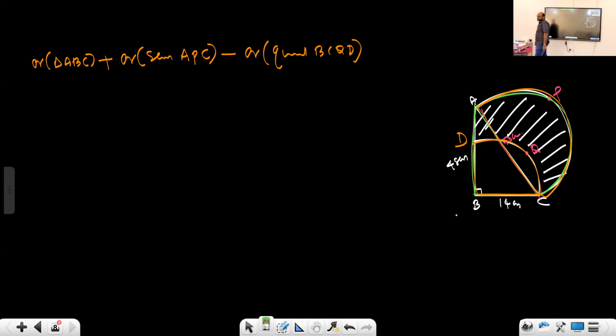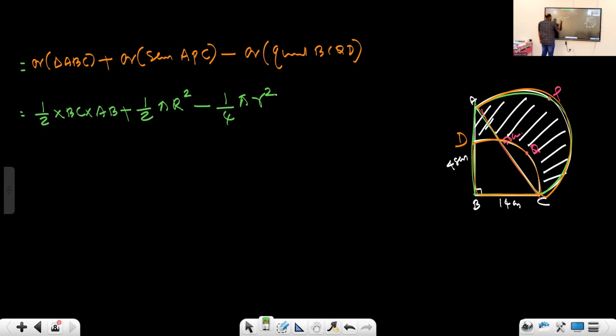Anybody have doubt, ask me. Simply don't write. Area of quadrant BCQD. Now substitute everything. What is triangle area? Half into BC into AB plus APC. APC means semicircle, 1 by 2 pi capital R square, because here only two semicircle, and the other one is the quadrant, 1 by 4 pi r square. This much I marked. Now everything you can substitute.